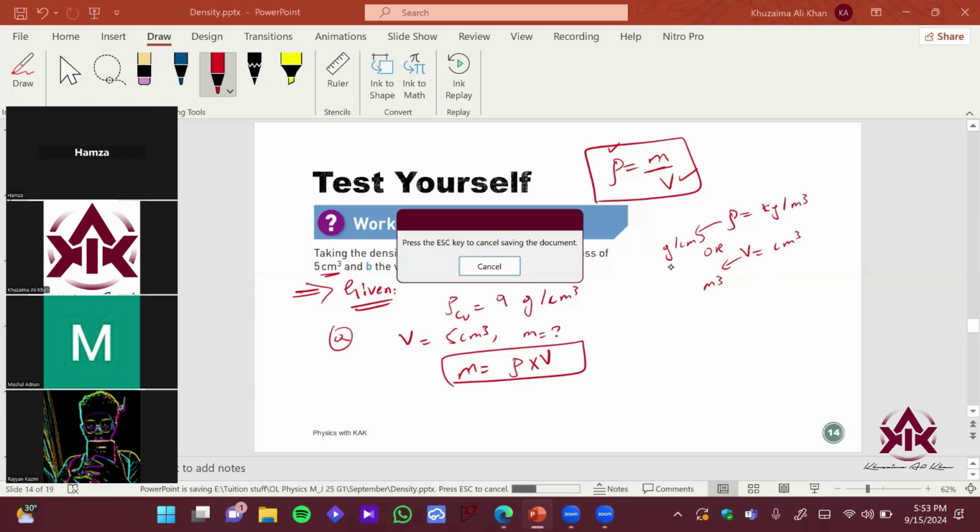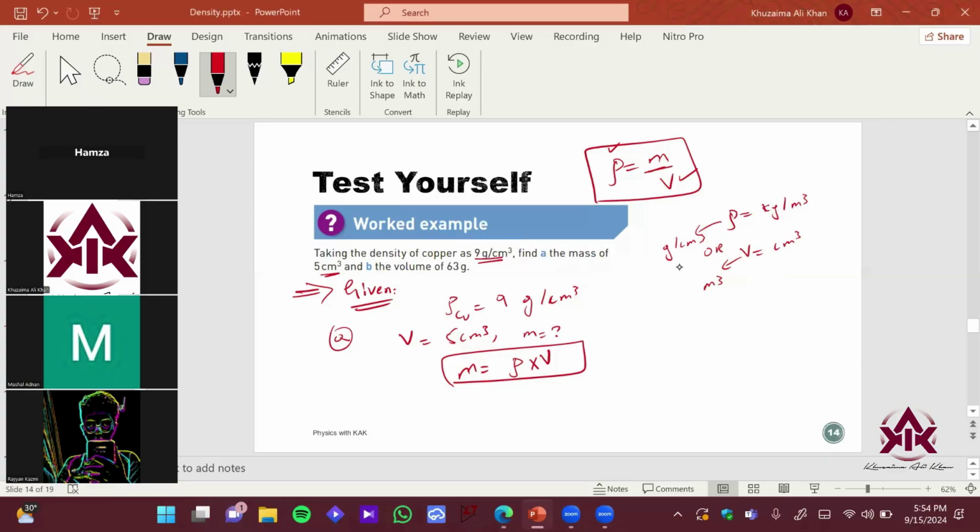Since all the units are the same here, we can just put in the values and get the answer in grams. Therefore, the mass is going to be 9 times 5, that is 45 grams. That is the answer for the first part.